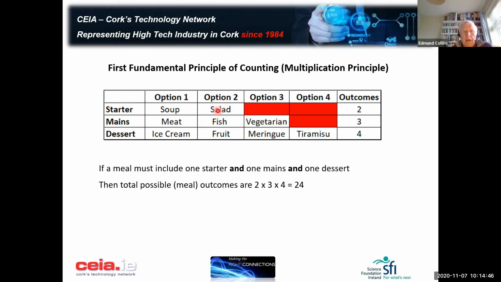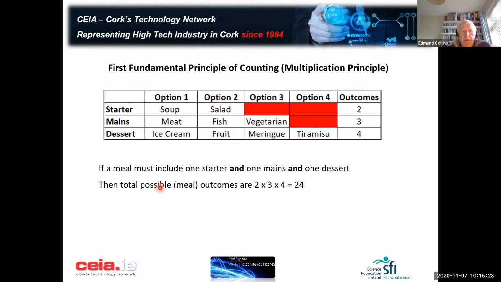So there's only soup and salad. So in terms of the outcome, the number of options, there's 2 here. However, there's a bit more. There's one more option in terms of the mains. There's a meat, fish, and vegetarian option. So there's three outcomes there from a selection. And they're quite good in desserts in this restaurant. So they're giving us four options here. We can have ice cream, we can have fruit, we can have meringue or tiramisu.